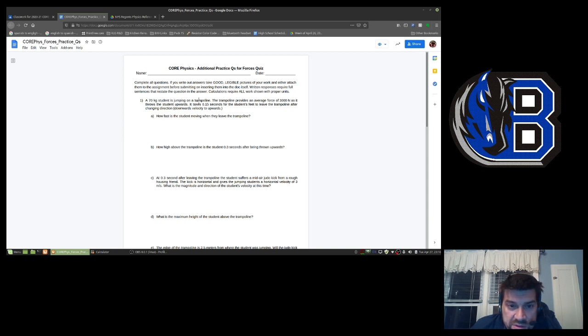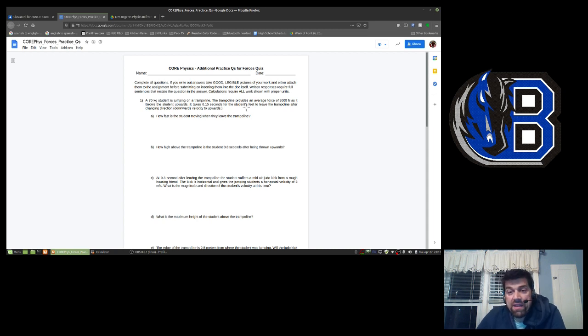A 70 kilogram student is jumping on a trampoline. The trampoline provides an average force of 3,000 newtons as it throws the student upwards. It takes 0.15 seconds for the student's feet to leave the trampoline after changing direction. So they land, they come to a stop, and then it throws them up. That 0.15 seconds is from the bottom of the trampoline to when it throws them, so that's how long it takes to throw them up. How fast is the student moving when they leave the trampoline?